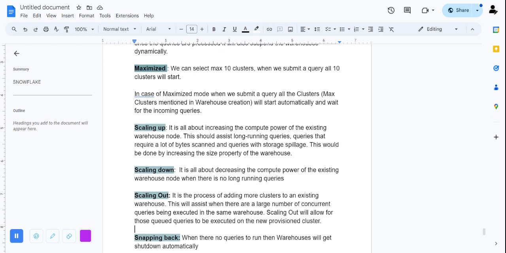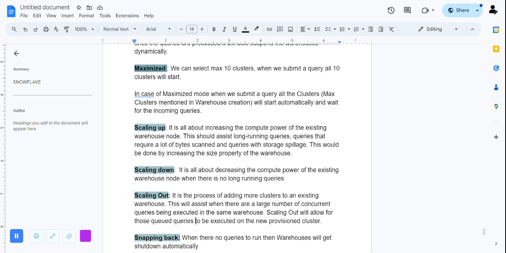And then scaling out is the process of adding more clusters to an existing warehouse. This is called scaling out. This is used when a large number of concurrent queries are being executed in the same warehouse. Scaling out allows those queued queries to be executed on the newly provisioned cluster.